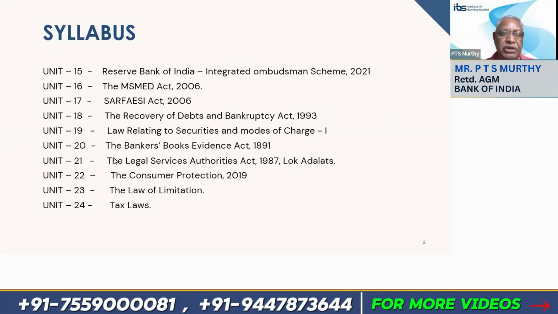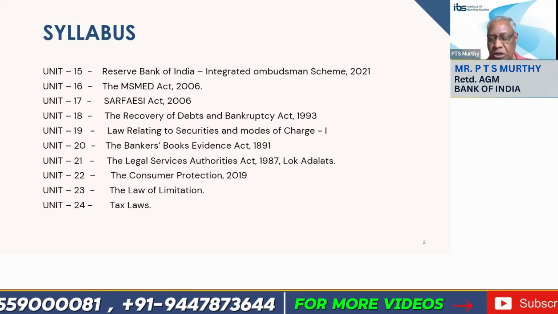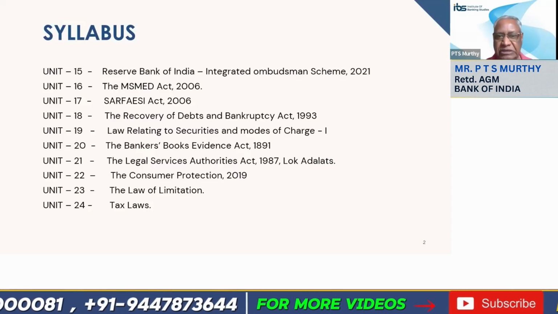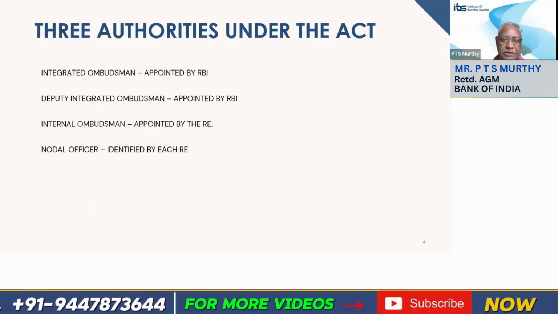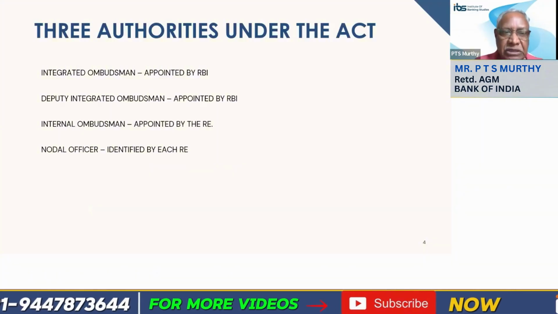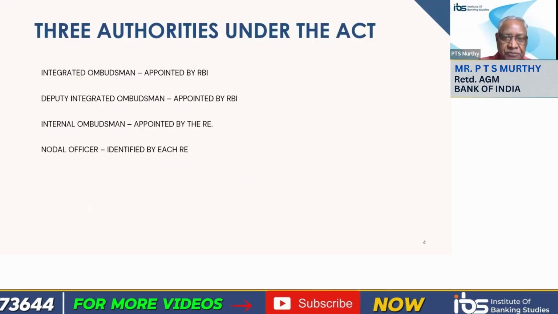We have units from 15 to 24. We'll start with the integrated ombudsman and go ahead up to tax laws. So let's see how it goes along. First of all, we'll start with the Integrated Ombudsman Scheme. When we want to discuss this particular scheme, we should be understanding four things.